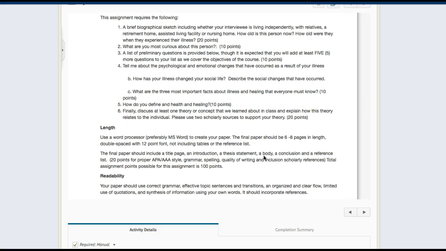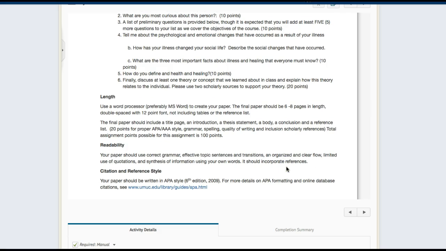And this interview paper should be 6 to 8 pages in length, double-spaced, using a 12-point font. So that's not including tables or references. It is important that you use correct grammar, using effective topic sentences and transitions, and that your paper should be formatted in APA style. If you struggle with writing or have any questions in regard to writing your actual paper, remember that the Writing Center is a fantastic source here at UMUC, and I encourage you to reach out to them if you need help with this paper or any of the other papers that you're writing here at UMUC.